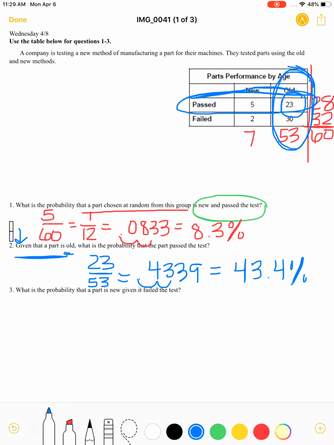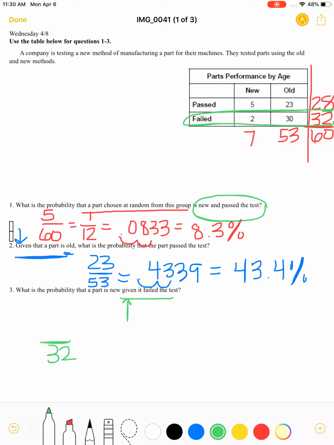All right, last one for this first table. Let's go ahead and erase. It says, what is the probability that a part is new given that it failed the test? There's that word given. There's our red flag. So given the part failed the test, those are the only parts that we're focusing on right now. That is our sample. That's our denominator. They had to fail the test. So how many total parts failed the test? 32. So we're only looking at those 32 parts. So of those 32 parts, what is the probability that the part is new?